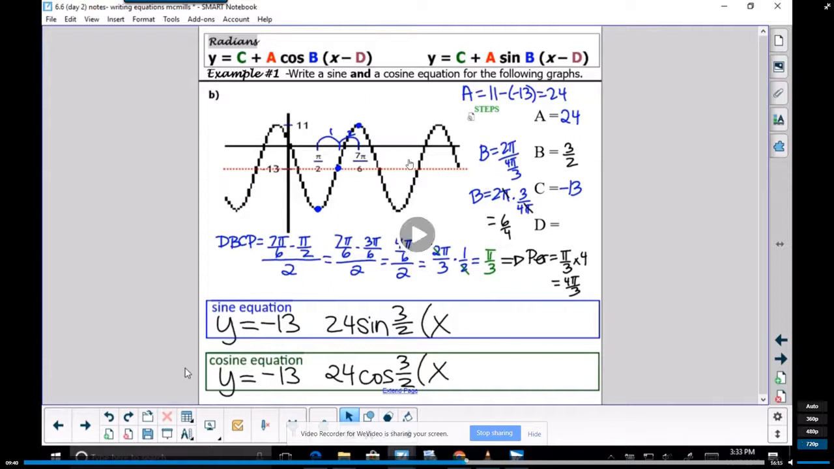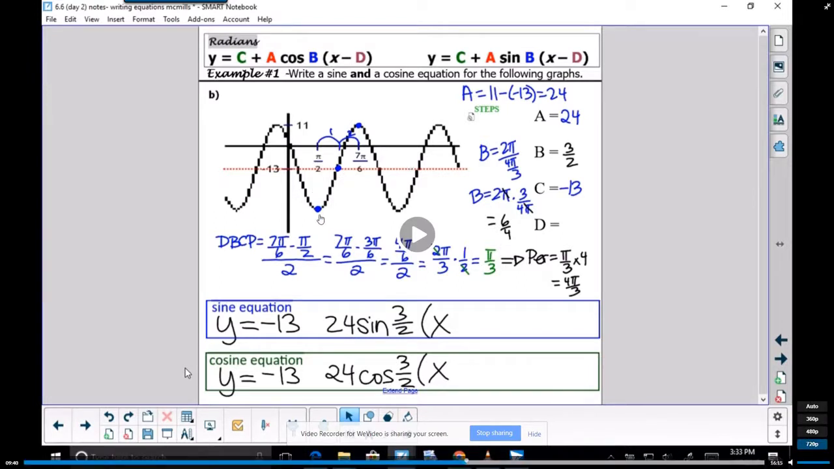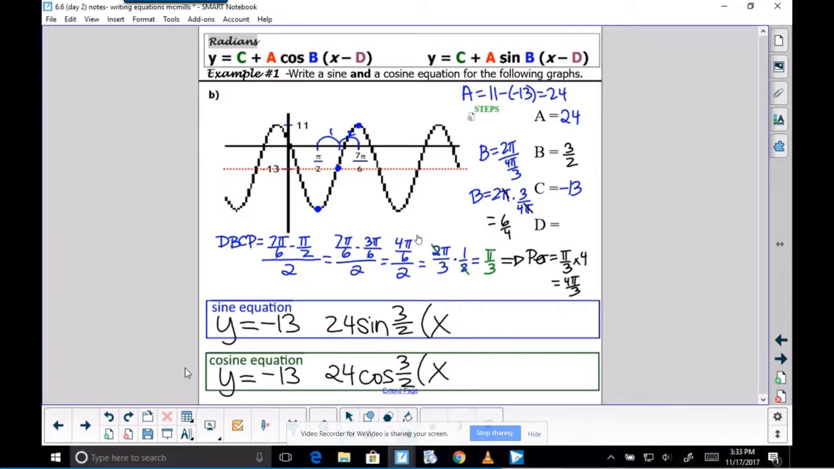So now you want to look for values to use for your d value. Remember, there's an infinite number of d values. This time we were given a minimum of pi over 2 and a maximum of 7 pi over 6. So we were not given an SA. So in order to find that SA, you're going to use your DBCP, which we found to be pi over 3. And you're going to use that pi over 3 to help you find the SA value in between pi over 2 and 7 pi over 6.